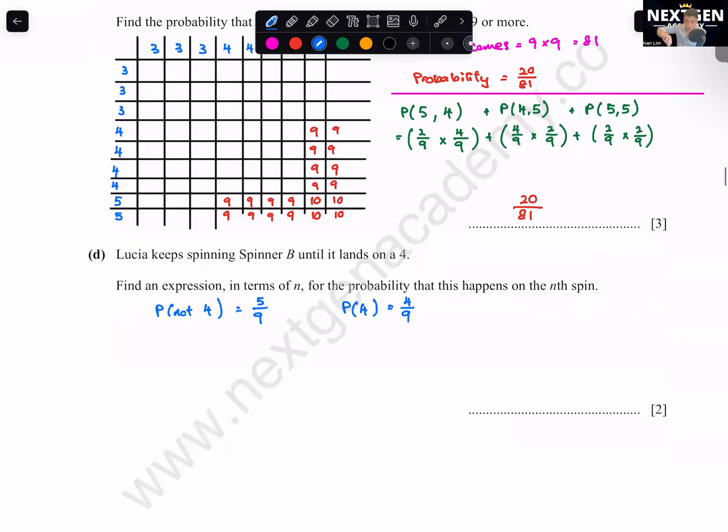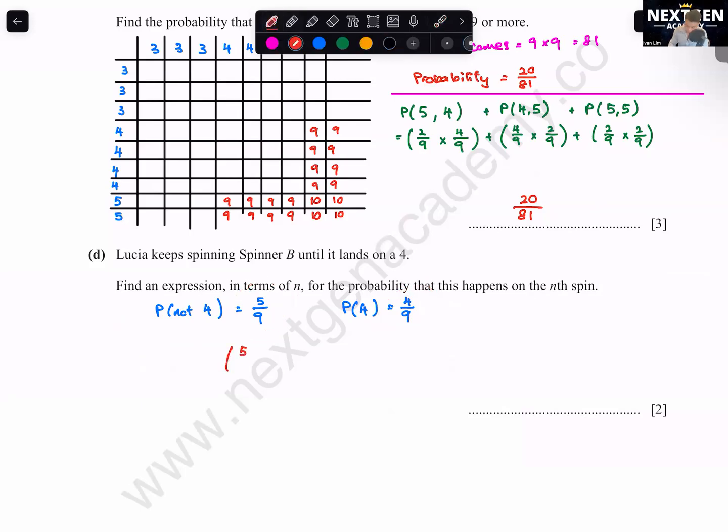Okay, so imagine you spin until you get the nth time. Let's say the nth time is 10. That means you are going to spin 9 times of this, and on the 10th time, you are going to get this here. Correct or not? Understand the situation? Okay, we are going to spin this 9 times, and on the 10th time, it will land on the 4. So how do we write this?